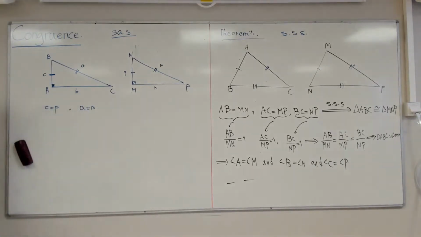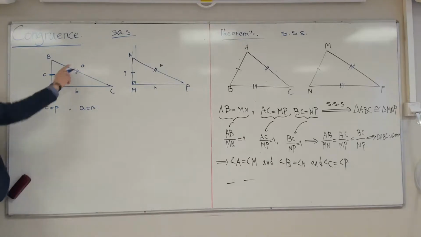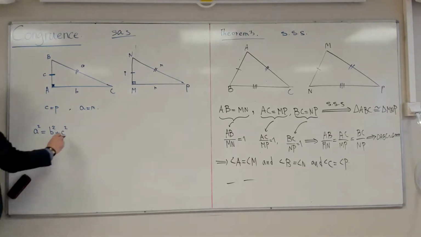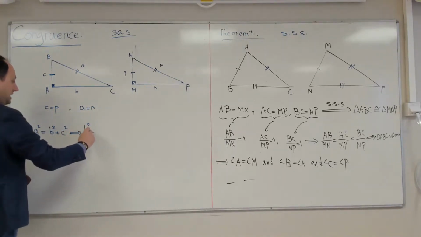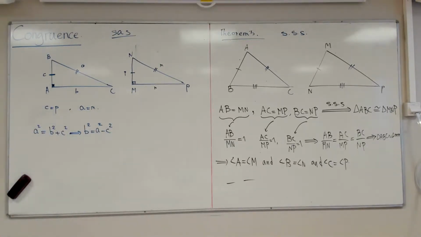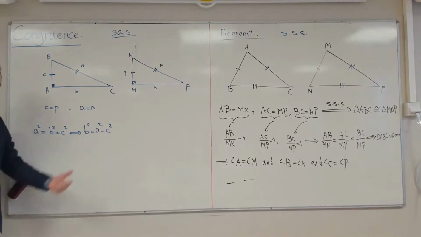So far, so good. But I also know something in a right angle triangle, and that is the Pythagorean theorem. So what is that? It tells me that a squared is equal to b squared plus c squared. If I ask you what is b squared, you would say b squared is a squared minus c squared. Do you agree? This is just the Pythagoras theorem. And what I did, I moved c squared to the left. I wrote it the other way around.